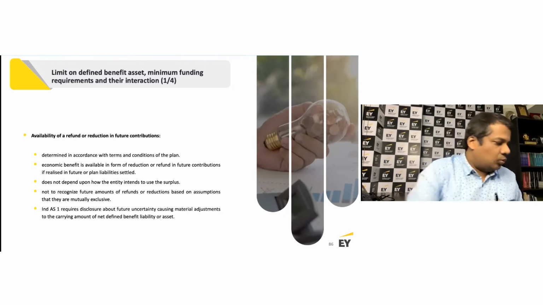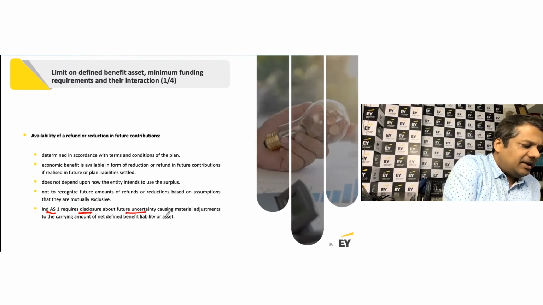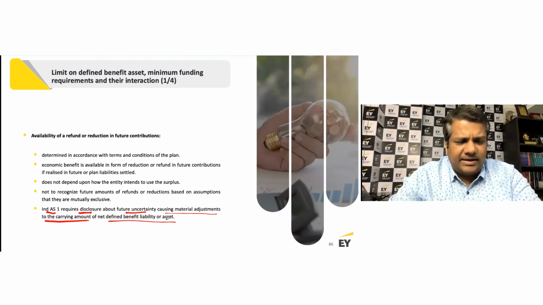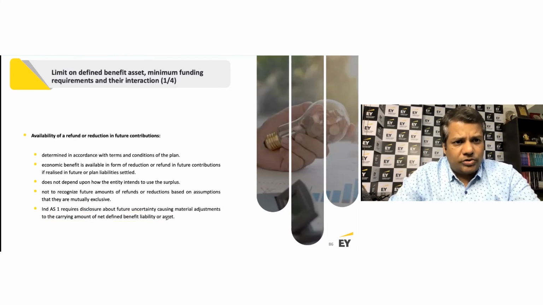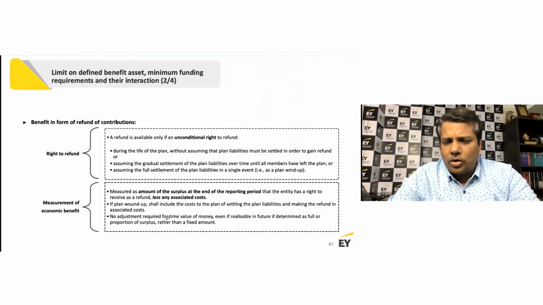Now, Ind AS 1, right, requires disclosure about future uncertainty causing material adjustment to the carrying amount of the net defined benefit liability or asset. All of that I need to disclose. There could be benefits in the form of refund or contributions. If there's a right of refund, is unconditional.